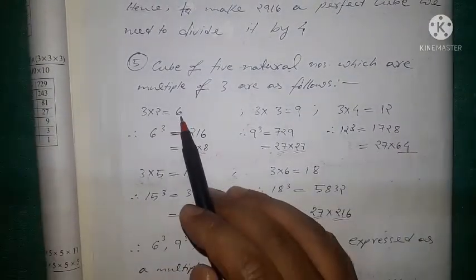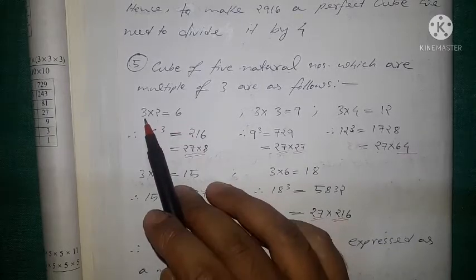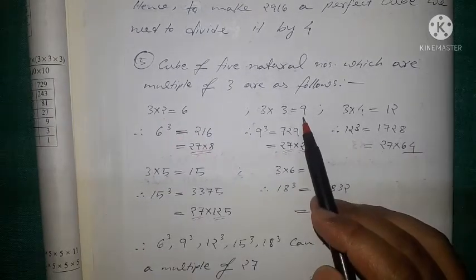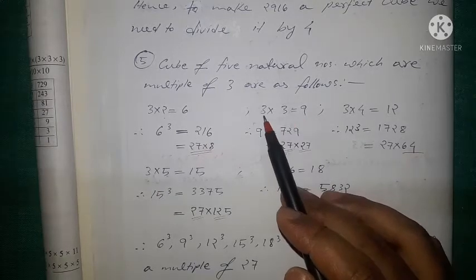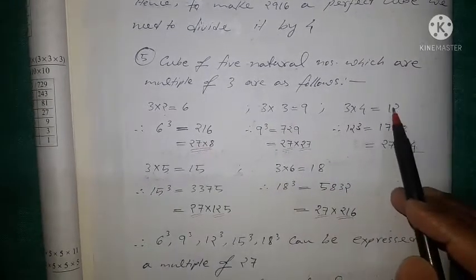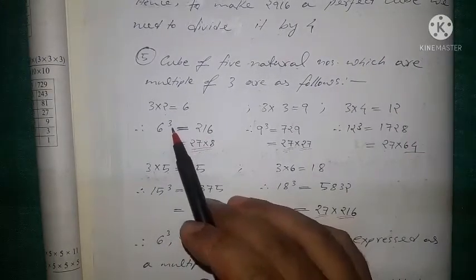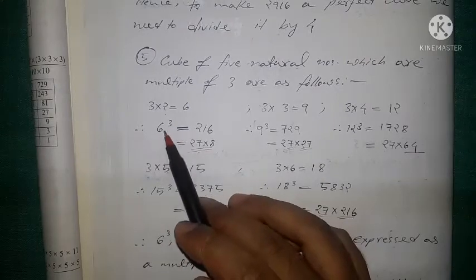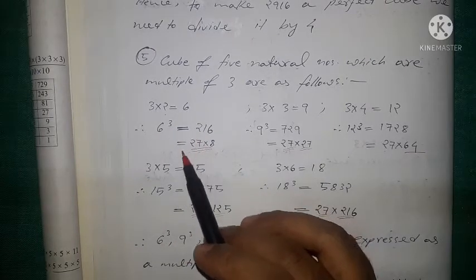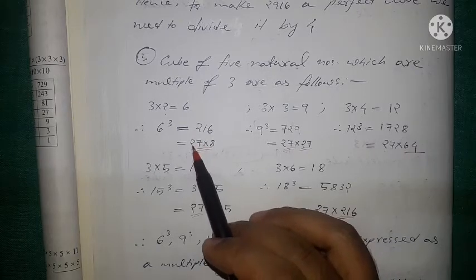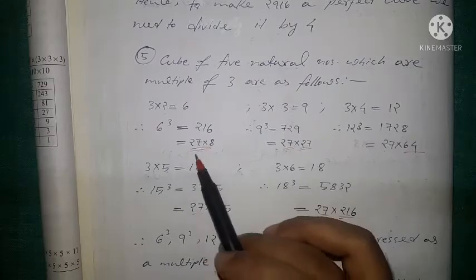So 3 into 2 is 6. Therefore 6 is a multiple of 3, since we obtained 6 by multiplying 2 with 3. Again 9 is a multiple of 3, since we obtained 9 by multiplying 3 with 3. Again 12 is also a multiple of 3, since we obtained 12 by multiplying 4 with 3. Here 6 cube is 216. This 216 we can represent as 27 into 8. That means it is a multiple of 27.